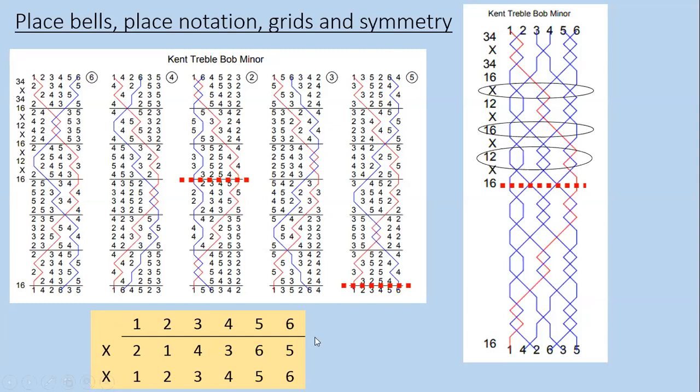Now, at the bottom of the slide, I've put basically what is the shortest possible method to ring, known as cross differential.